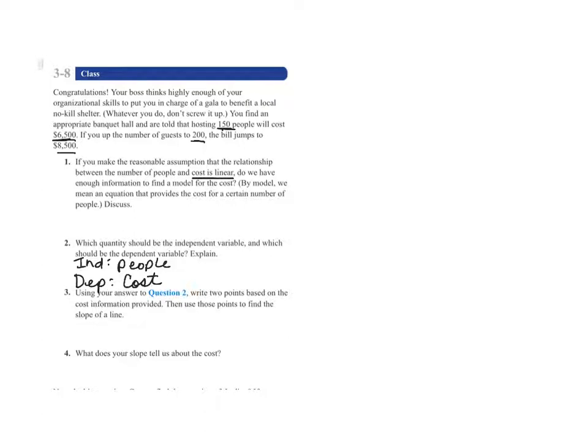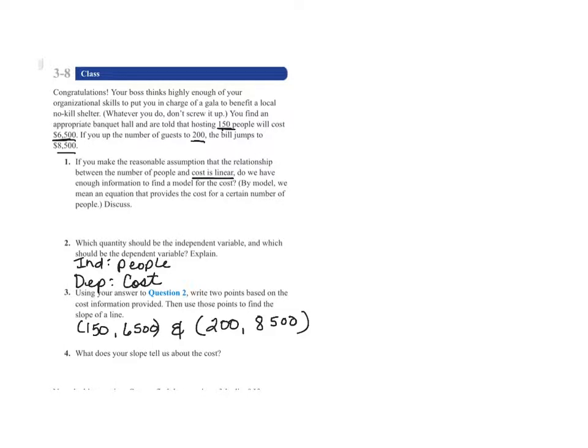Okay? All right, using your answer to question 2, write 2 points based on the cost information provided. This is such an important step. I mean, you could get all of the other algebra and all the other steps right, but if you don't have these 2 ordered pairs correct, then everything's going to turn out wrong. So we said the independent, which was the input, that was going to be the number of people, and then the dependent would be the cost. So there's our first ordered pair, and then our second would be 200, 8,500.